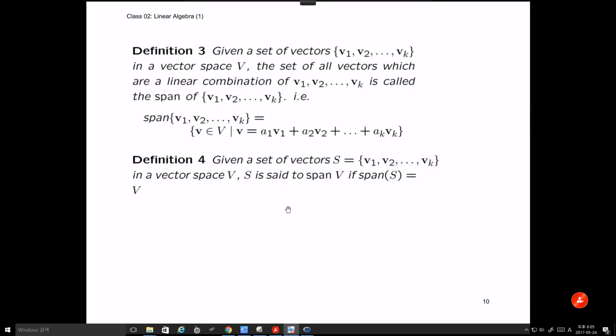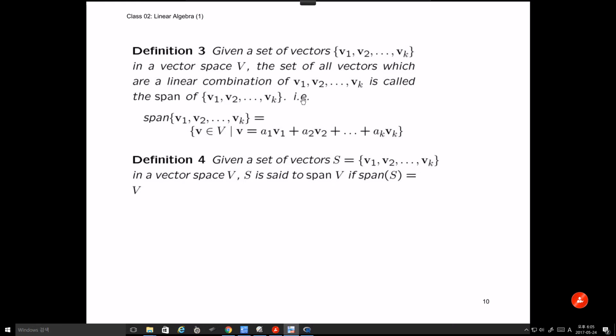Now, given a set of vectors V1, V2, ..., Vk in a vector space V, about vector space, you can check the YouTube link I introduced. Anyway, given a set of vectors V1, V2, ..., Vk in a vector space V, the set of all vectors which are linear combinations of V1, V2, ..., Vk is called the span of V1, V2, ..., Vk.